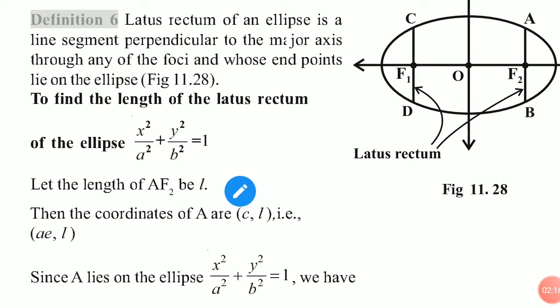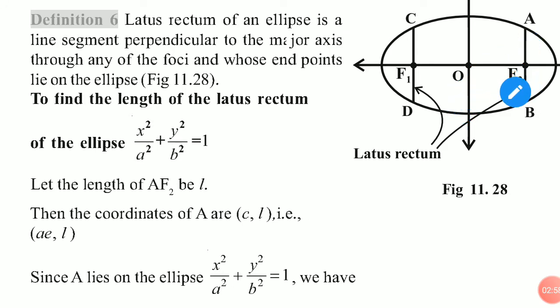Now you know the standard formula of this horizontal ellipse. I have explained in the previous videos how to find it, which you can watch. You have to write x square upon a square plus y square upon b square is equal to 1. Now suppose the length of AF2, which is the semi latus rectum, half latus rectum, from A to F2, is equal to L. Then what will be the coordinates of A?